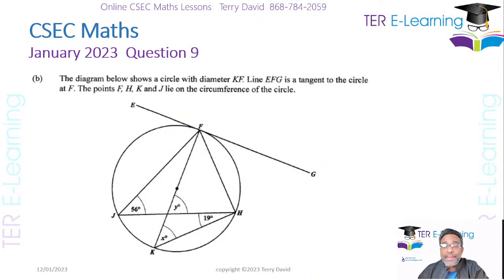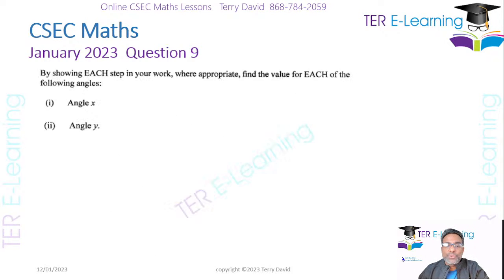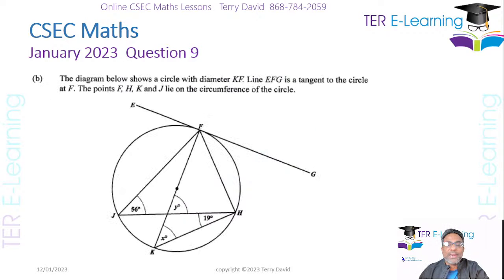We have a part B here now. The diagram below shows a circle with diameter KF. EFG is a tangent. So they give us some information. They have a diagram there. They want you to work out angle X and angle Y. Let's start with angle X.